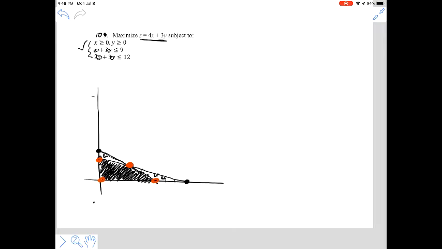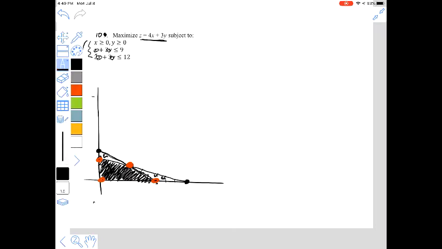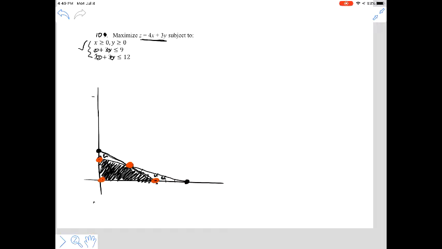Once we have these vertices, what do we do with them? You label them. We've got to find out their coordinate location. So 0, 0, we know that one's the origin. There's 0, 3, 6, 0, yeah.